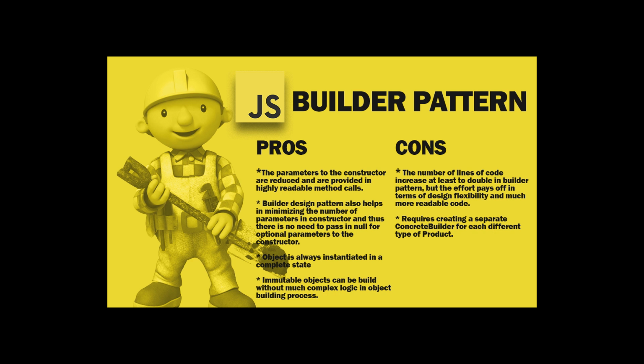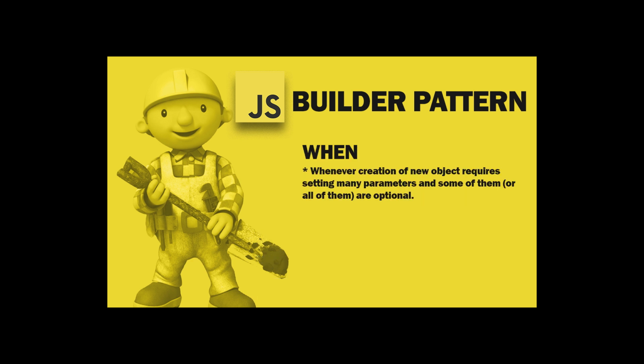Let's go on to when we should use it. This is pretty simple, guys. Whenever creation of a new object requires setting many parameters, and some of them or all of them are optional. As you saw for the person, some of the things were optional. We did need to know if they were an employee or not, a manager. Manager is pretty optional, I guess. But the money and the wish list, those are optional. We didn't need them.